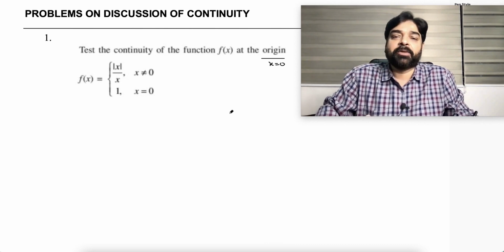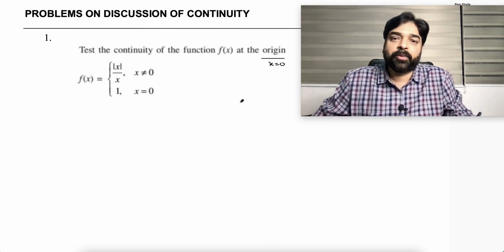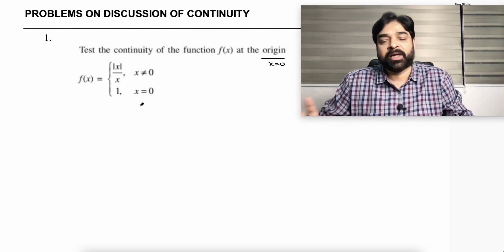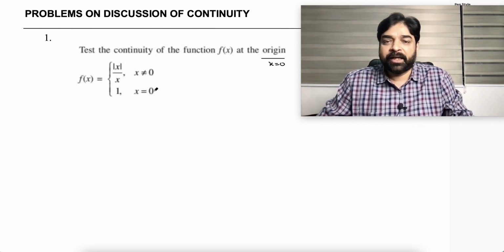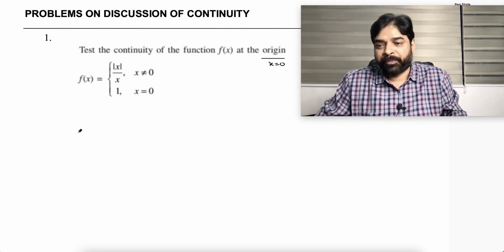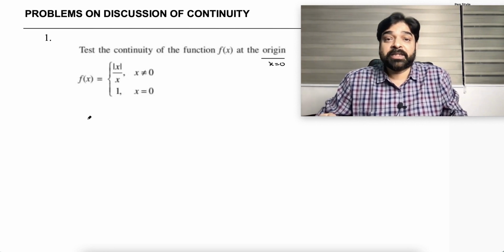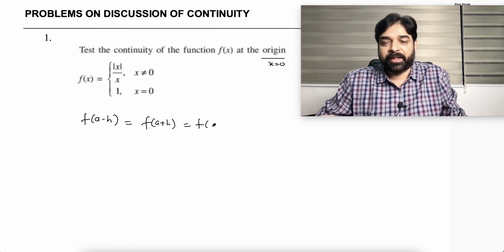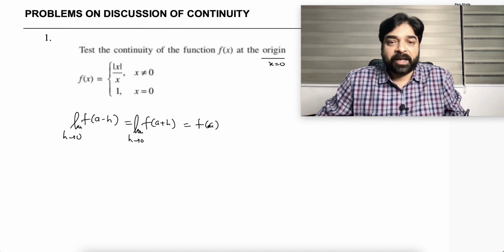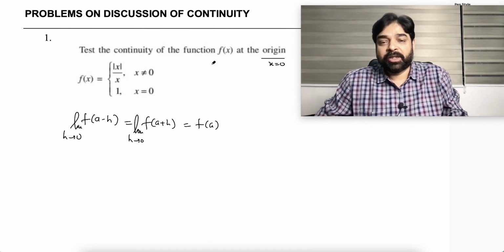Be clear, whenever you are checking continuity, you need to know at which point you are checking and what the function is. The function is already there, and the point is x equal to 0. So if f(x) is continuous at a, all of you know that f(a minus h) must be equal to f(a plus h), which must be equal to f(a). These three conditions have to be satisfied. And one more thing, all three should be finite numbers. If these three are finite and equal, we'll say continuous. So let's check at 0.